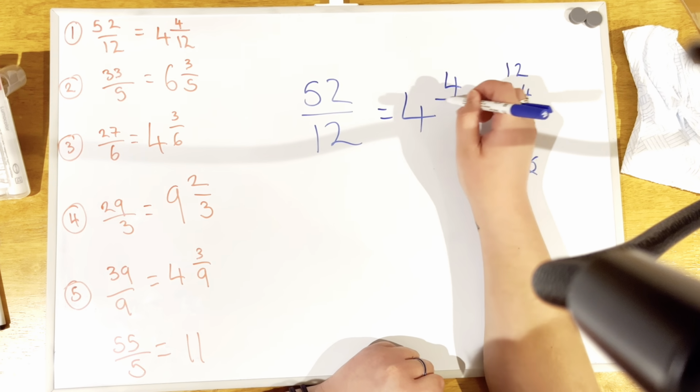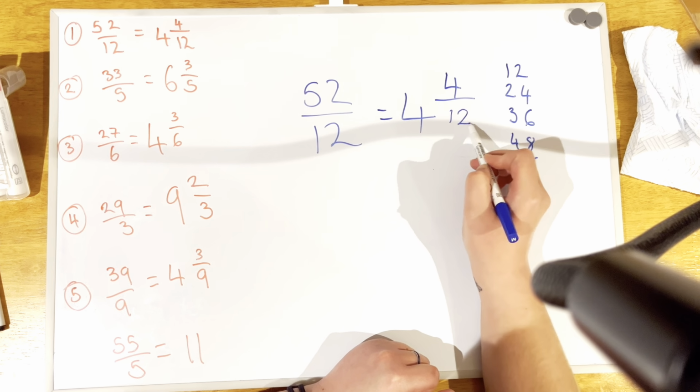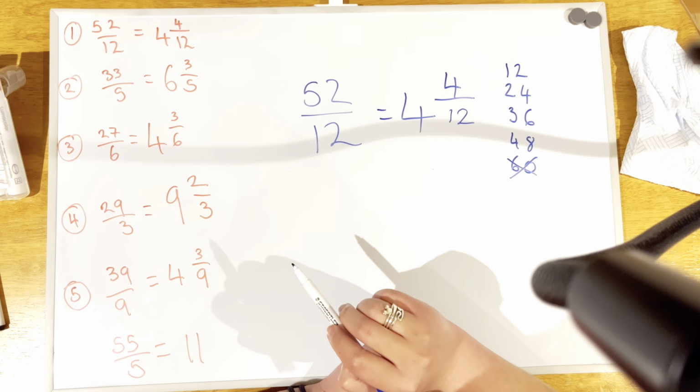And we know that our denominator is 12. So our answer is 4 and 4 twelfths.